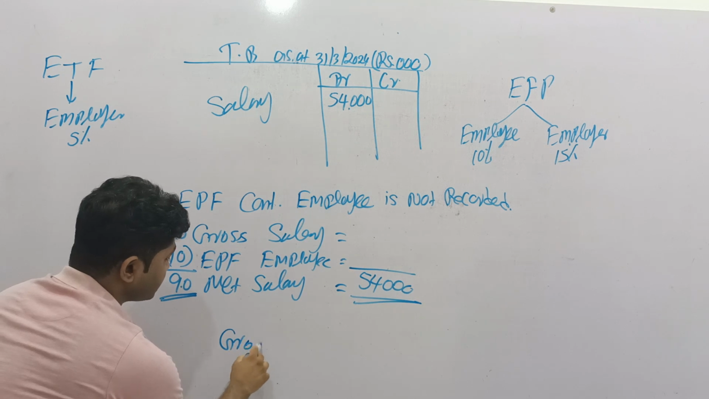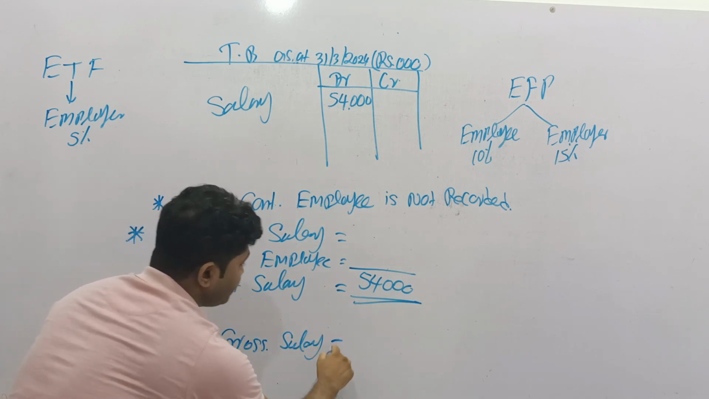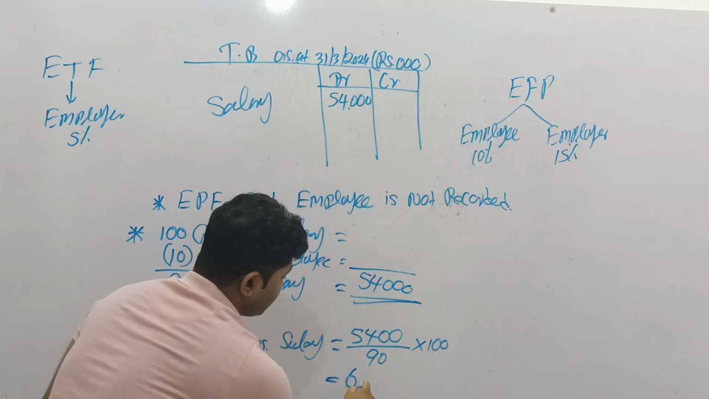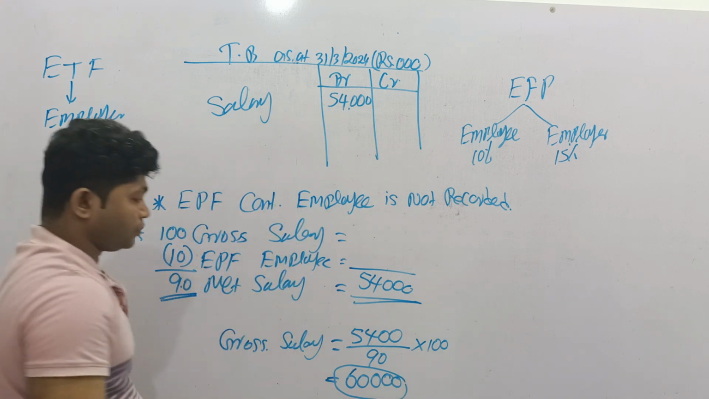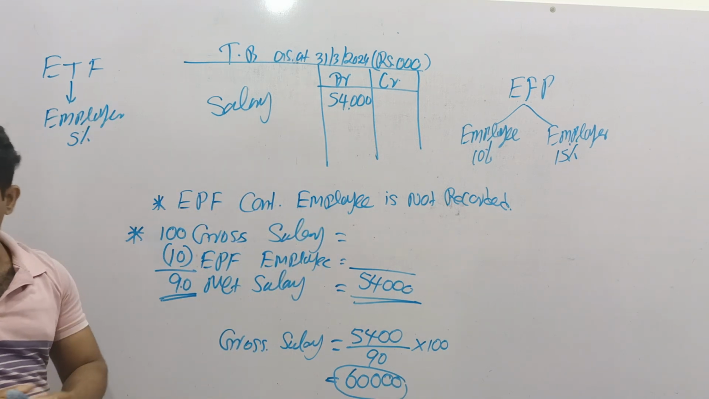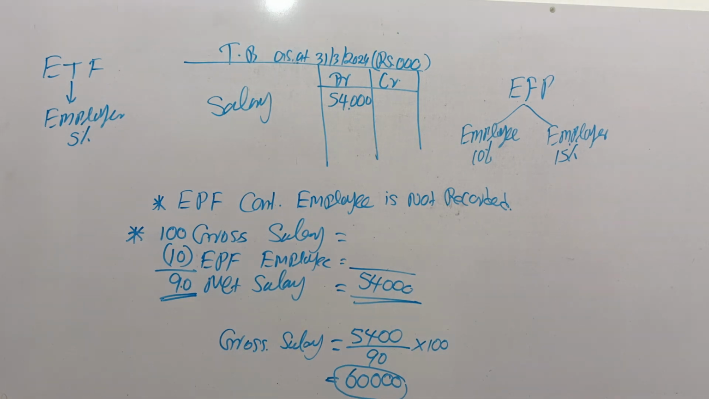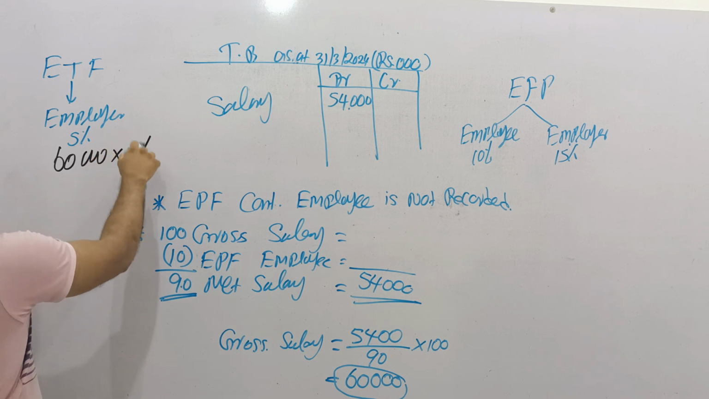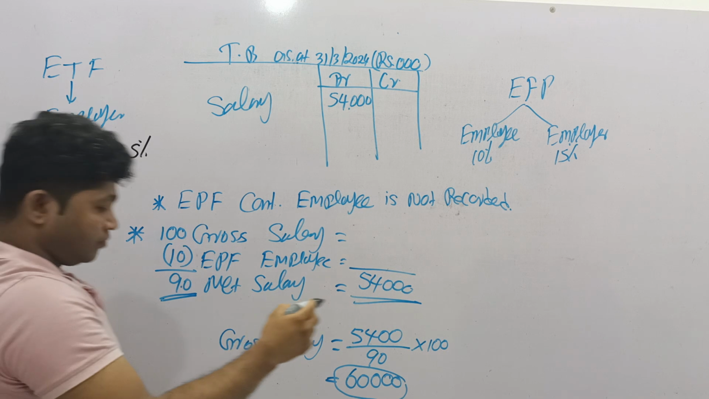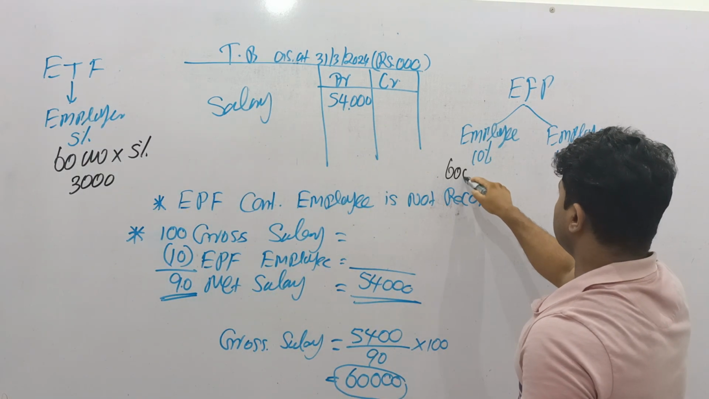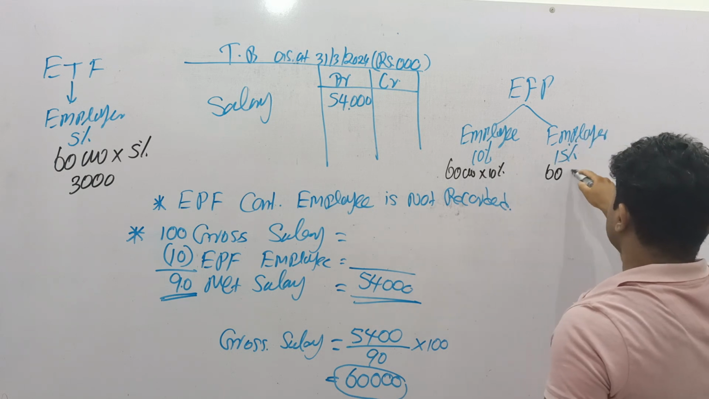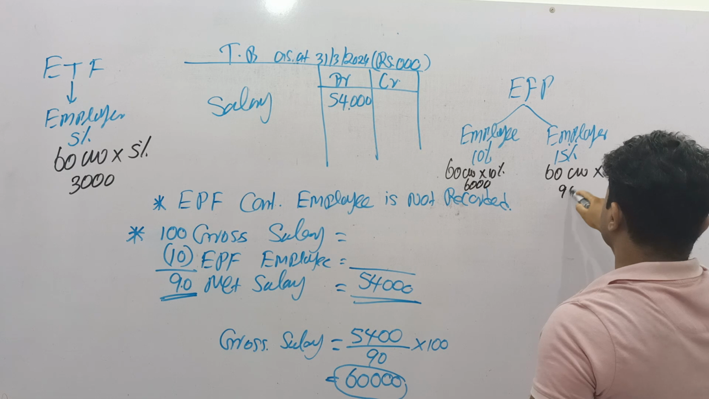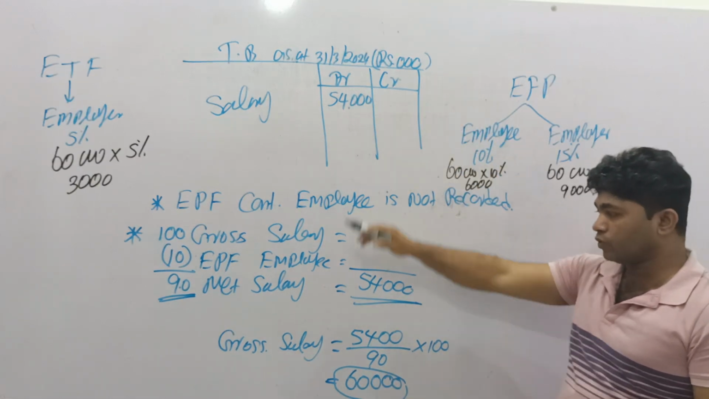Therefore, gross salary equals 54,000, that is net salary, divided by 90 into 100. Gross salary equals 60,000. Based on this value, the contributions should be calculated. Now try to calculate EPF and ETF, employer as well as employee contribution. 60,000 into 5% gives 3,000. And the employee contribution for EPF is 60,000 into 10%, which is 6,000. The employer 60,000 into 15% gives 9,000.